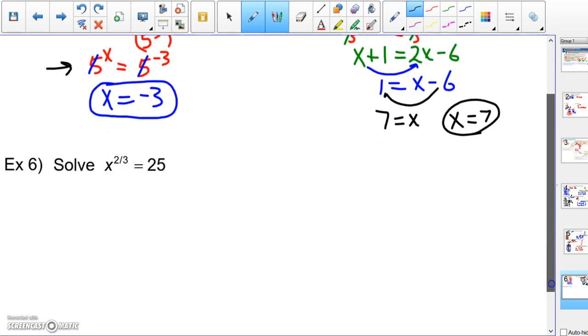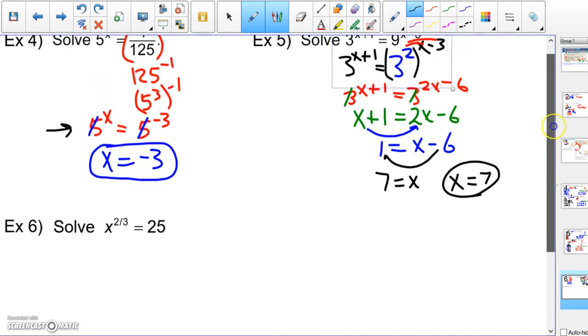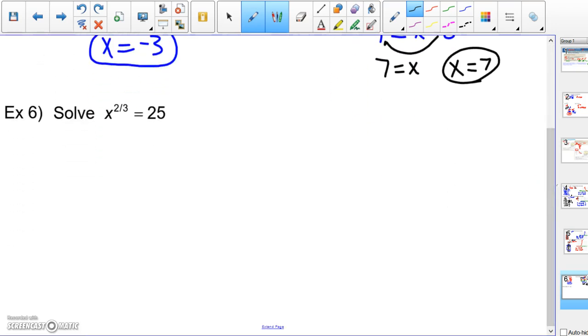So example 6, the hardest one, x to the 2/3 power equals 25. Okay, so we're not going to be able to make the bases match in this case because the base is the variable. And so what we're going to have to do is isolate. If you've got one variable to solve for, we can usually isolate. And so if you think about this as x to the 2/3, my first instinct was to raise both sides to the 3/2 power.